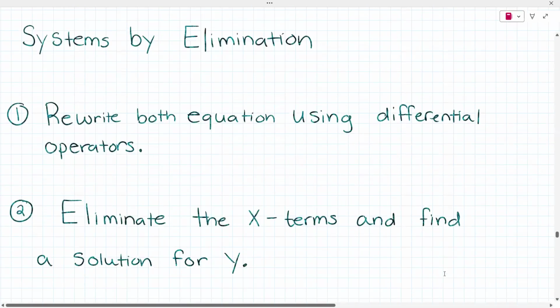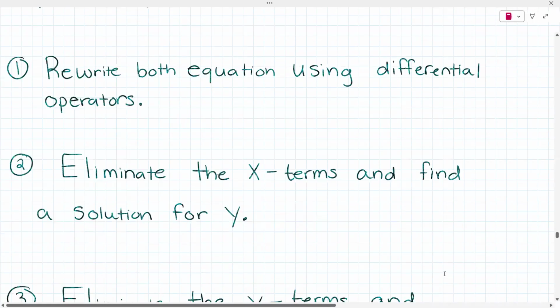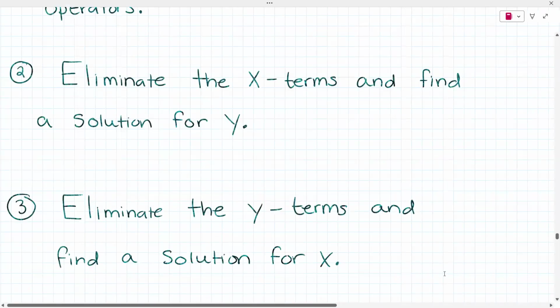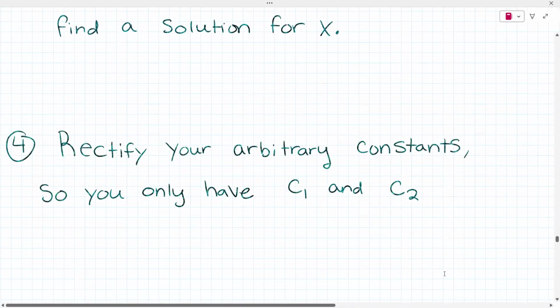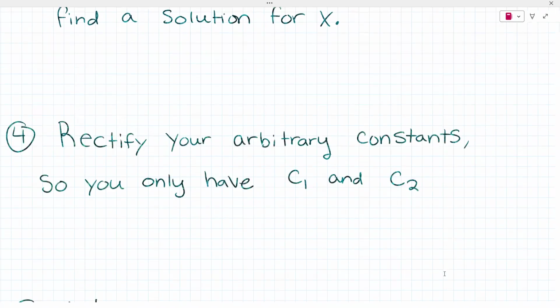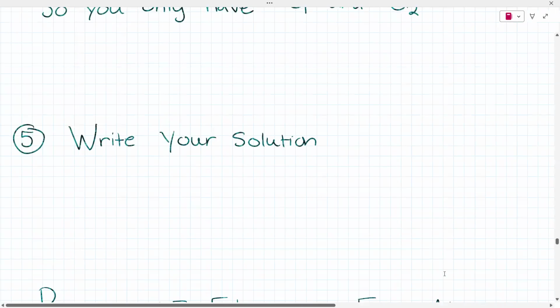Step one, rewrite both sides using differential operators. Step two, eliminate the x term and find a solution for y. Step three, eliminate the y terms and find a solution for x. So you're solving for x then y by multiplying both sides by a number. Step four, rectify the arbitrary constants so you can have C1 and C2. And then step five, write your solution.